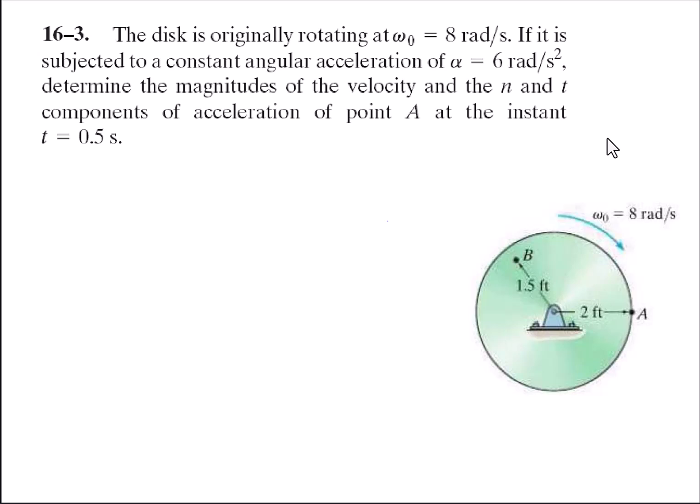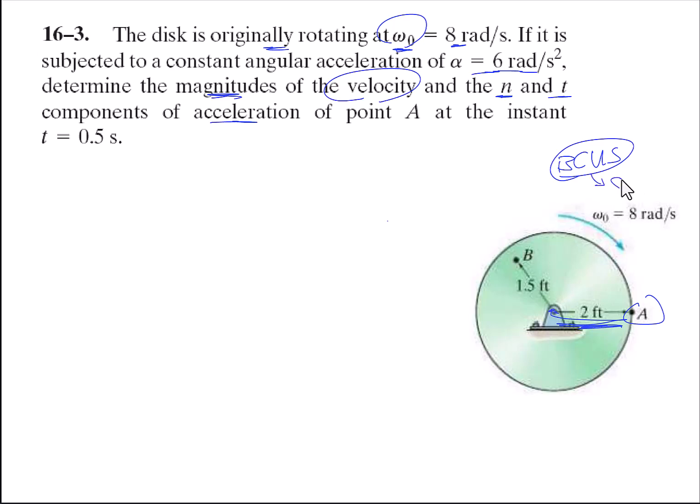So, pure kinematic problems, where this disk is originally rotating with this initial angular velocity of 8 radians per second, and it's subjected to a constant angular acceleration of 6 radians per second squared. So you want the magnitudes of the velocity and the normal and tangential components of the acceleration at this point, which is 2 feet away. It's an English problem, so it's a British customary unit system.